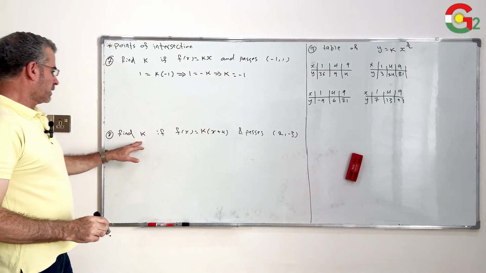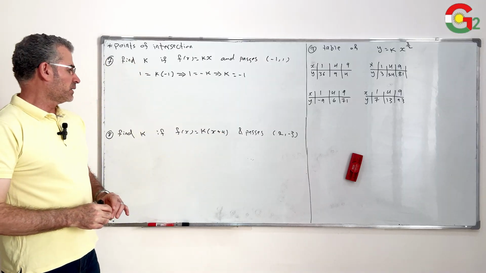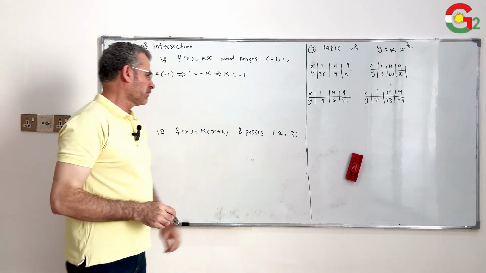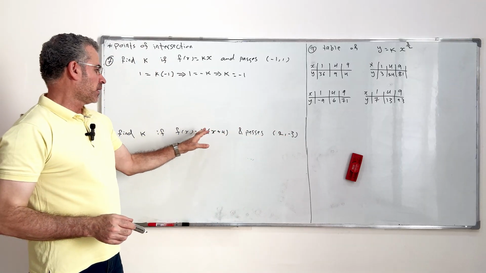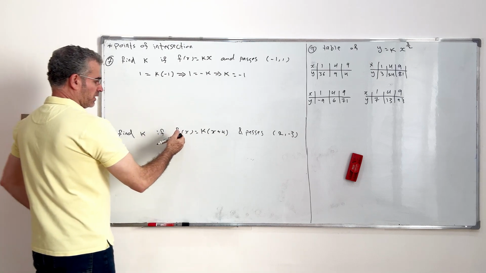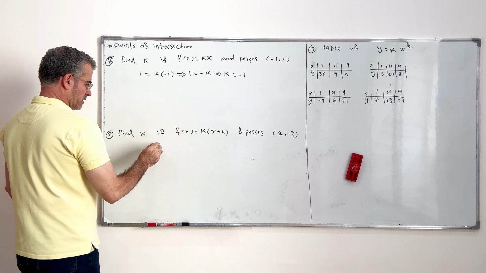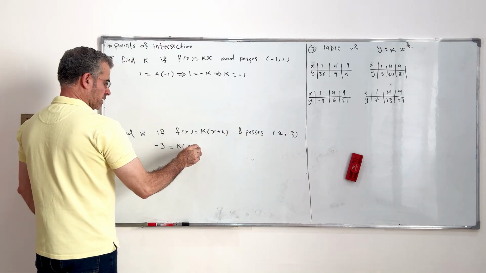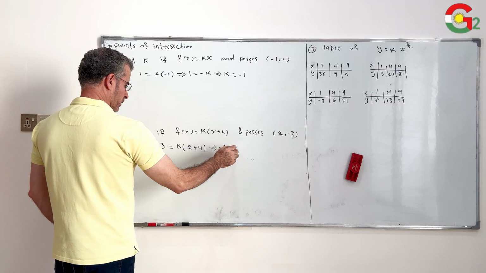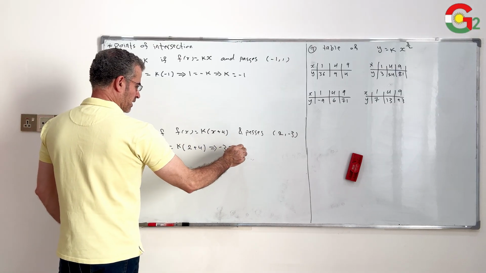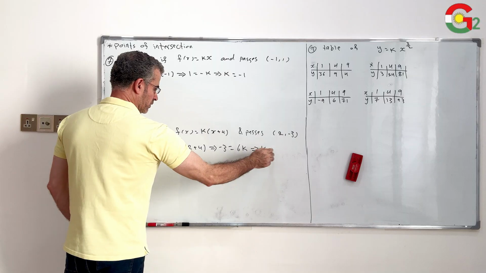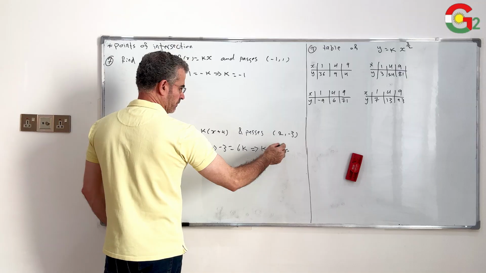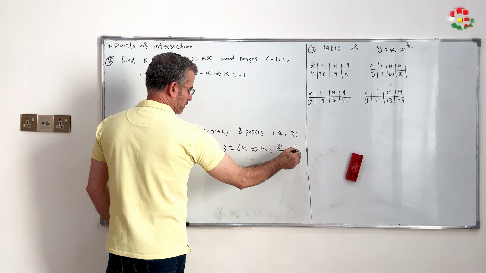Easy. Find k if f of x equals k times (x plus 4) and the graph passes through the point (2, negative 3). Since the point lies on the graph, it satisfies the equation of this function. This gives me negative 3 equal to k times (2 plus 4), then negative 3 equal to 6 times k, 6k, then k equal to negative 3 over 6, reduce, it is negative 1 over 2.